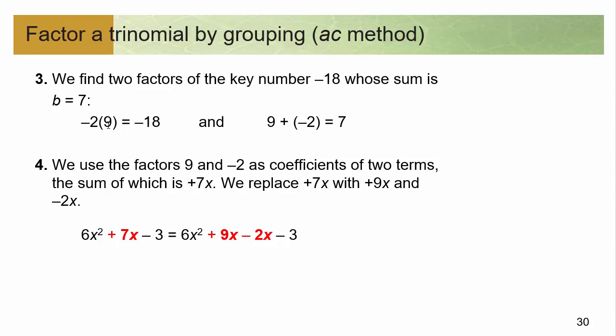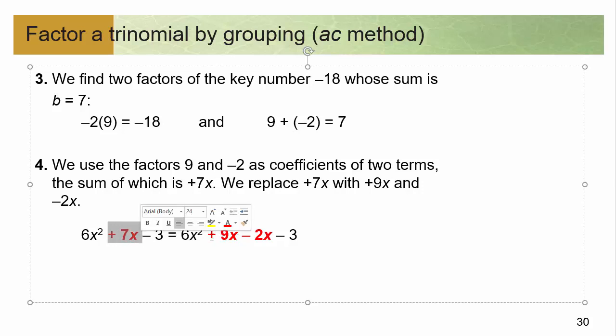So negative 2 and 9, those sum to 7, right? Because 9 plus negative 2 is 7. So we use those two numbers as the coefficients of two terms where the sum is positive 7. So instead of 7x, we turned it into 9x plus negative 2x, right? So all we're doing is taking this middle term of 7x and turning it into 9x minus 2x. Everything else stays the same.